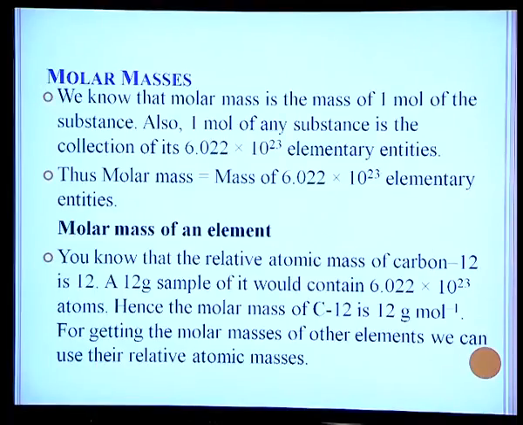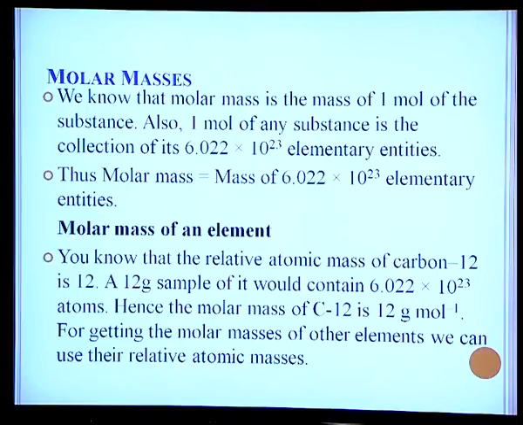Similarly, suppose we take potassium nitrate. In the case of potassium nitrate, the atomic mass of potassium is 39, nitrogen is 14, then there are 3 oxygens, 16 into 3, that is 48. So you can add 39 plus 14, that is 53, plus 48. So you can find 101. Now, molar mass: we know that molar mass is the mass of 1 mole of the substance.